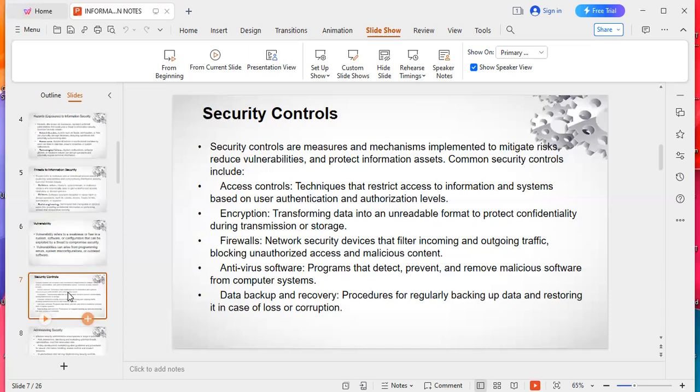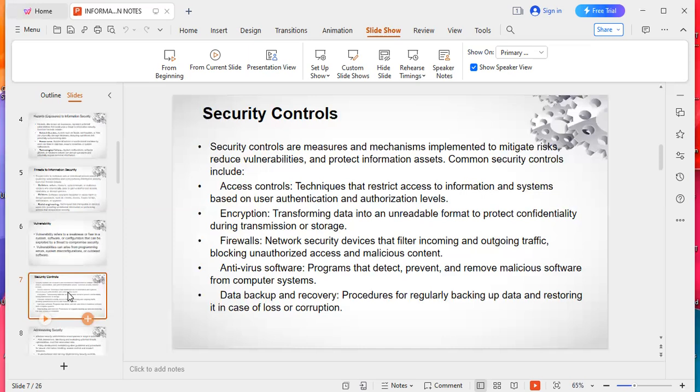Then some of the security controls also include antivirus software. These are programs that are meant to detect and remove malicious software from computer systems. There are very many examples of antivirus software in the market. For example, you have Avast, which is free, among many others.